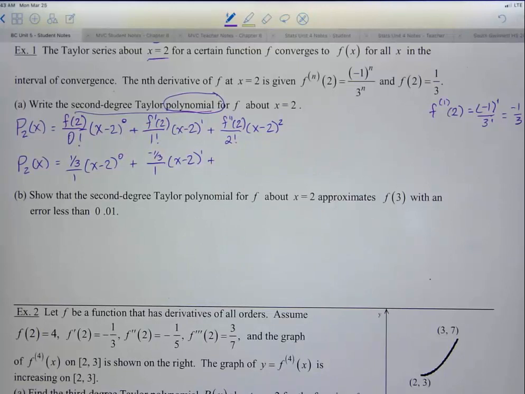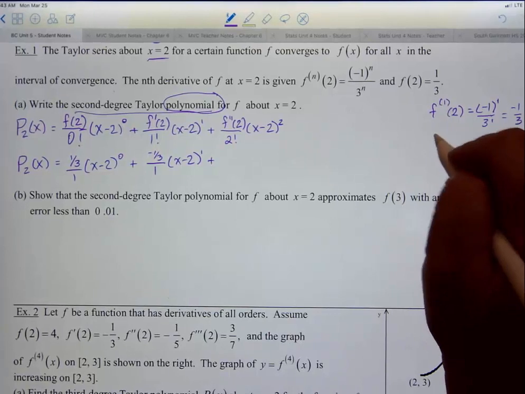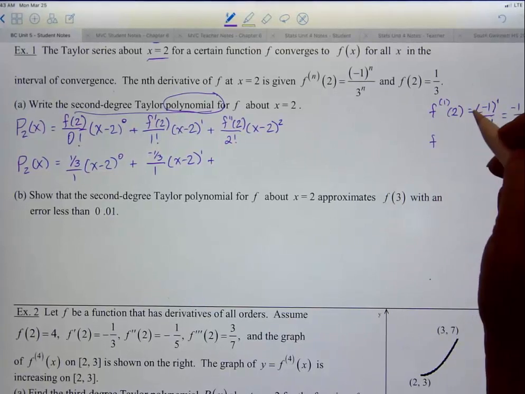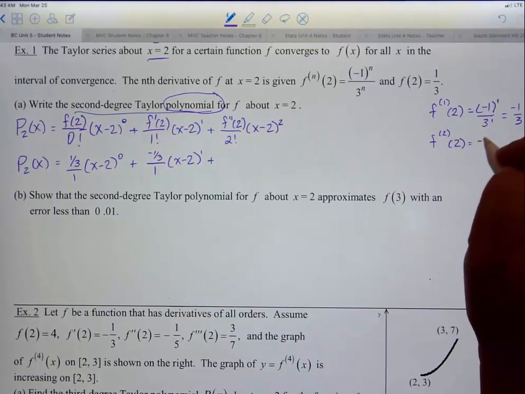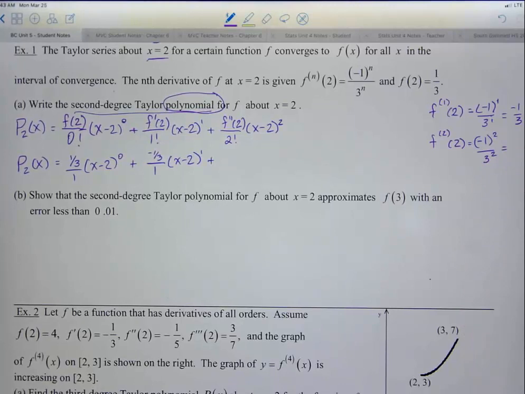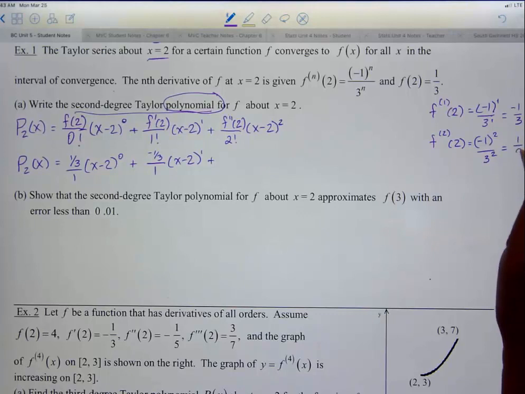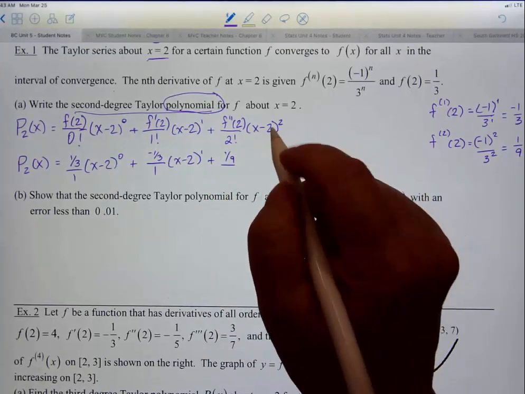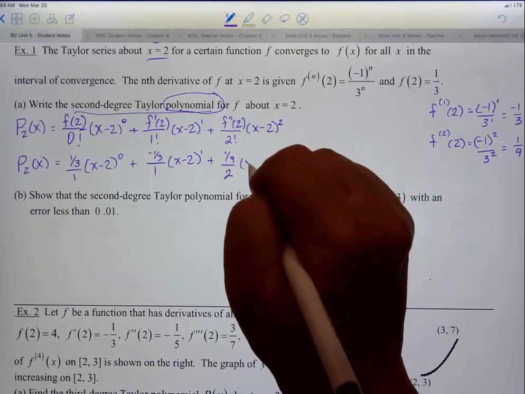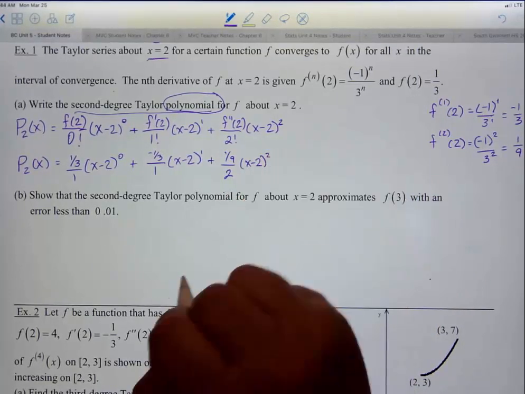f double prime. Do I know it? No. Can I find it? Yes. Using the same formula. Plugging in what for n? 2. f2 of 2 equals (-1) squared over 3 squared. What's that going to be? 1/9. So 1/9 over, what's 2 factorial? 2 times (x minus 2) squared.